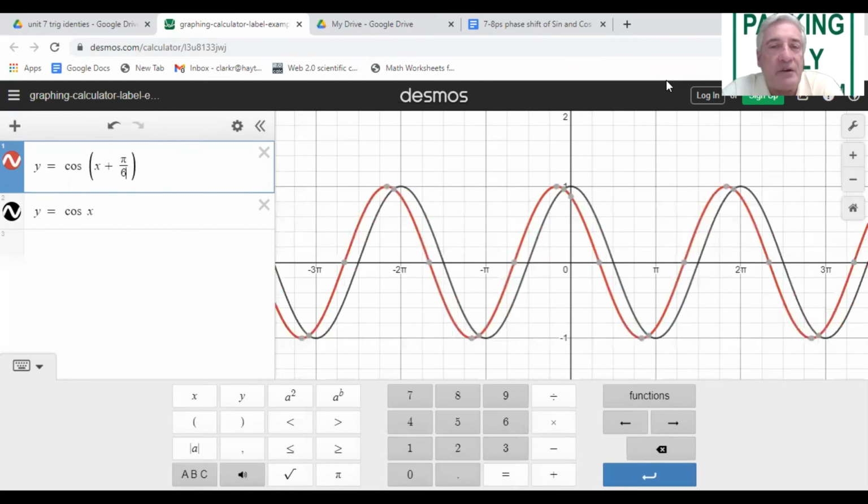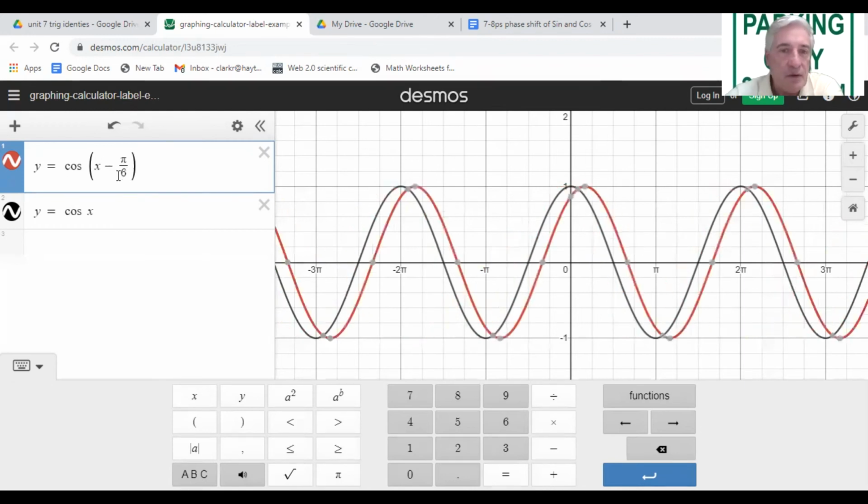Did you move it sideways back or front? It went from the green to the red. We moved it back. What if we make this a minus sign? Now I moved it forward, right? I've now moved it forward from the original green to the new red. I've moved it forward 30 degrees. So it does matter whether this sign is positive or negative. And that's what you need to know about the phase shift. Wait for the 4th video, then we'll try and combine them all.